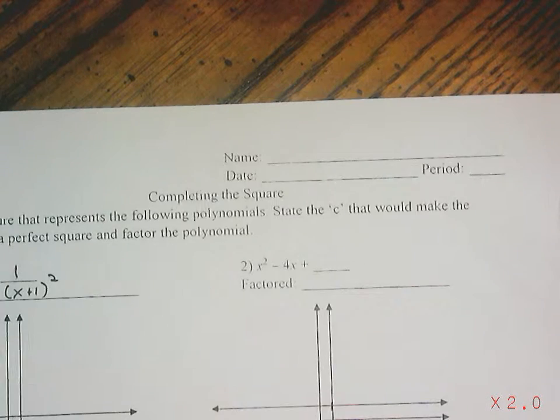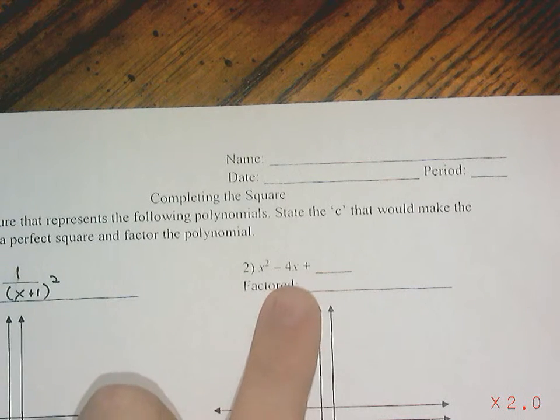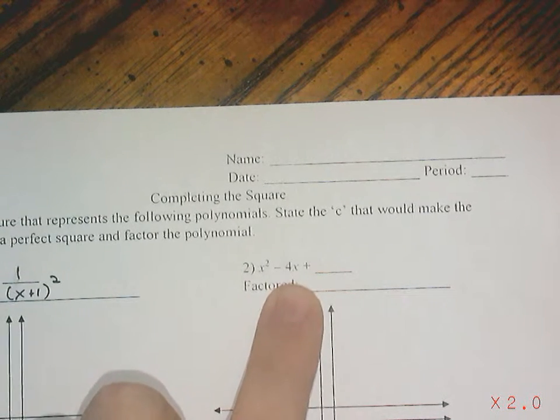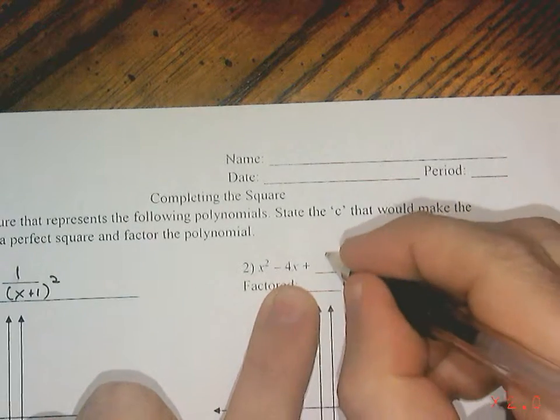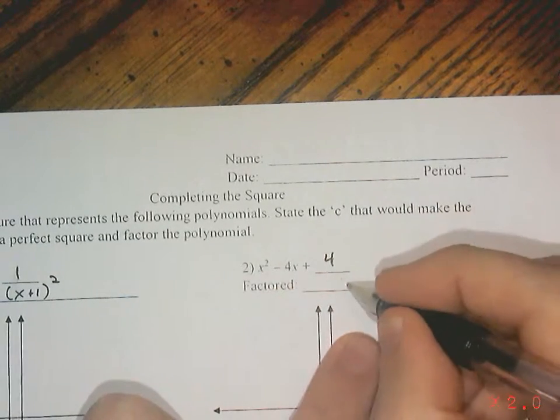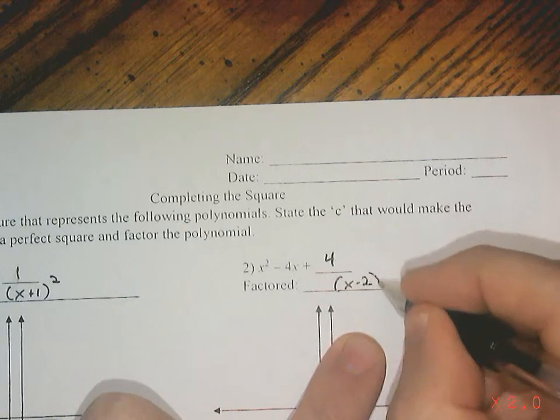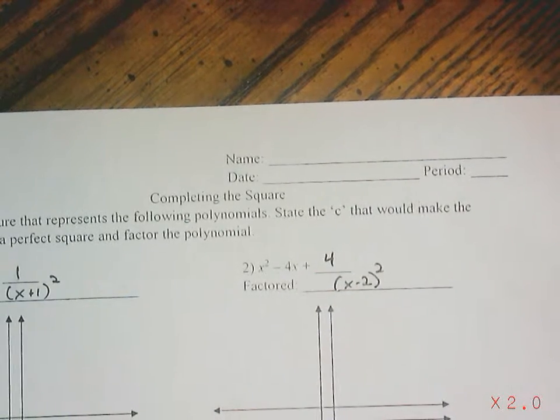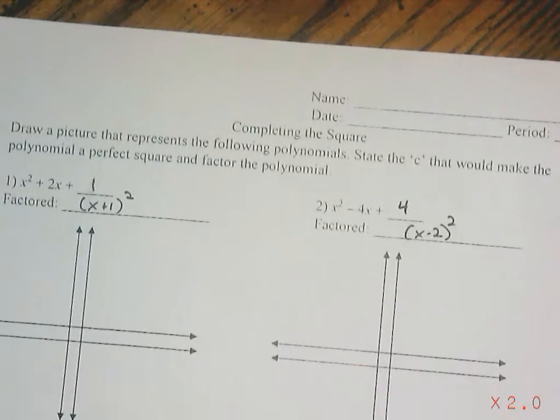So for example, this one, negative 4 divided by 2 is negative 2. Negative 2 squared is 4. But to do the factor version, it would be x minus 2 squared. Okay, pretty easy, right? We'll do another one.